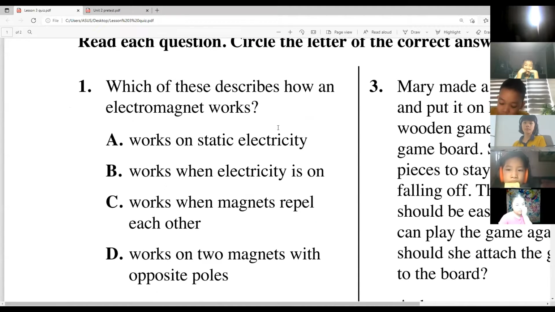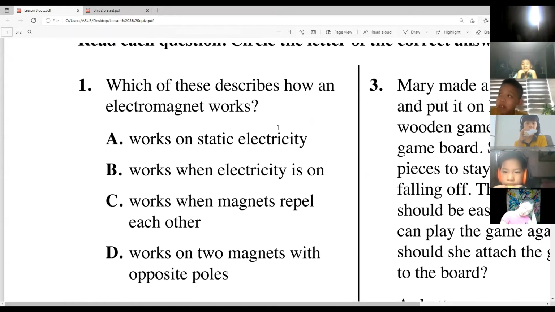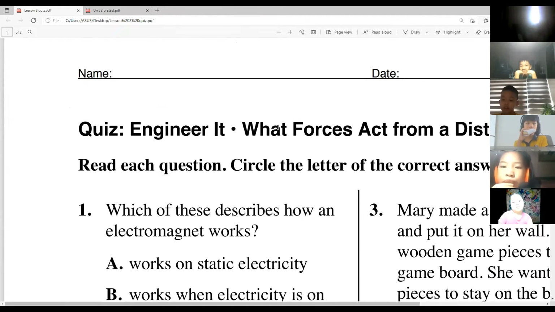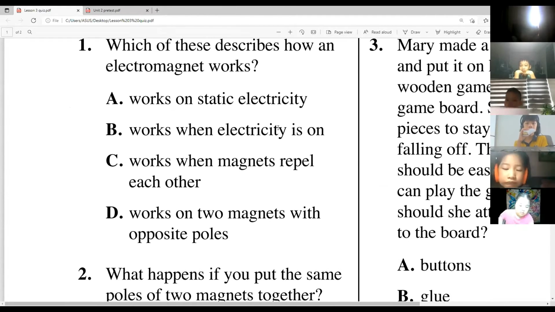So let's look at each question and we'll just go through them one at a time, okay? These were the questions you had for your quiz this weekend. Now let's have someone read the first question. Kim, can you read number 1 for everyone?